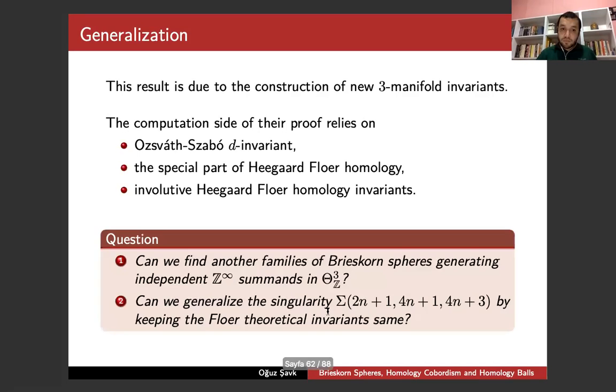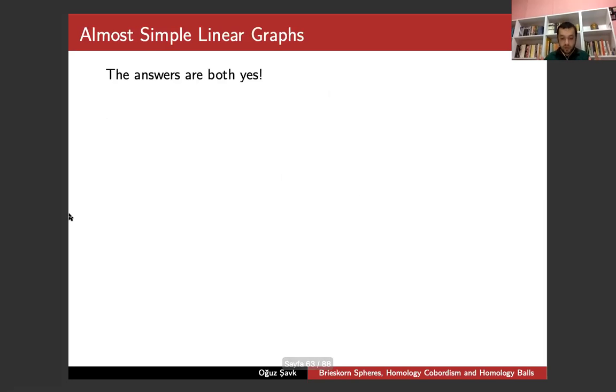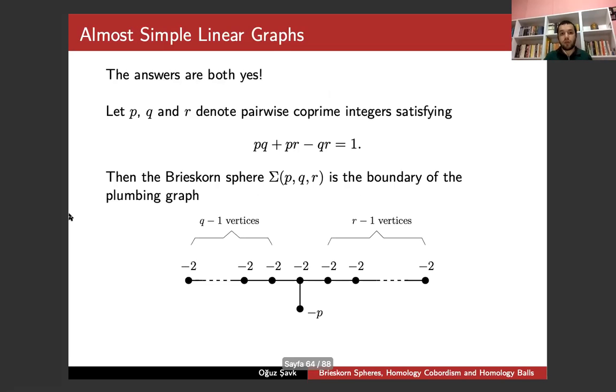Then this is the expected question: can we find other families of Brieskorn spheres generating the infinite summands independently, and can we also generalize this singularity while keeping the above three Floer theoretical invariants the same? The answers are both yes. Actually, they are in the same package.